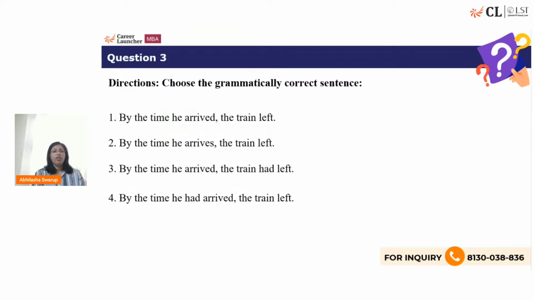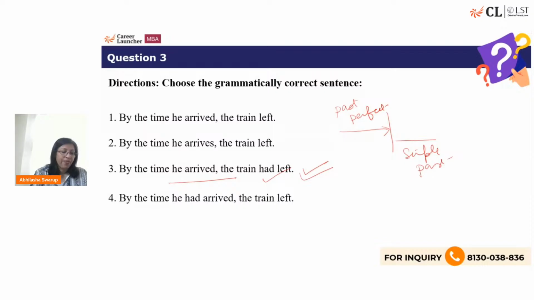All right. By the time he arrived, the train left. By the time he arrives, the train left. Now here, please understand, when there are two actions and one finishes and the other starts, the train leaving has already happened and he arrives later. So the first action has to be in the past perfect. So therefore, train leaving has to be in the past perfect and the second action in the simple past. And therefore, by the time he arrived, the train had left, and that's your correct answer.